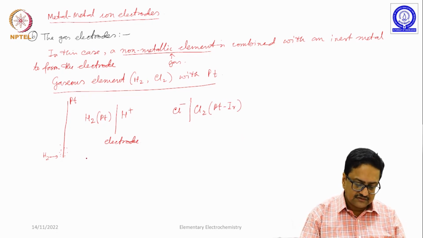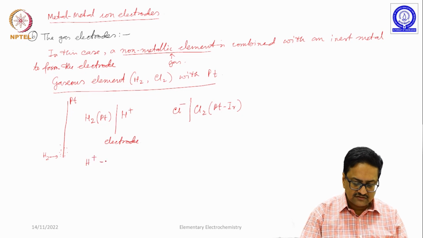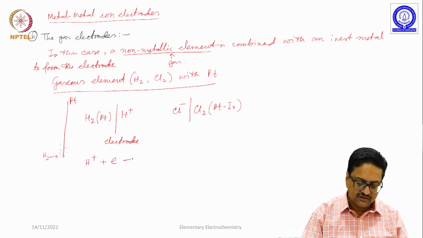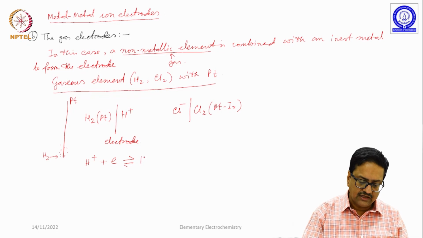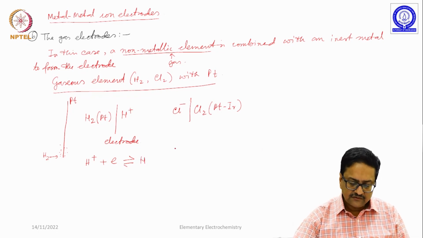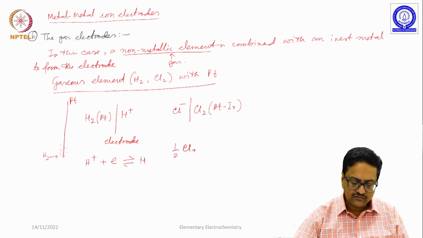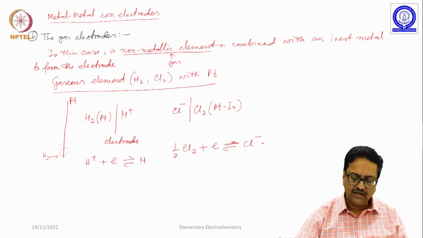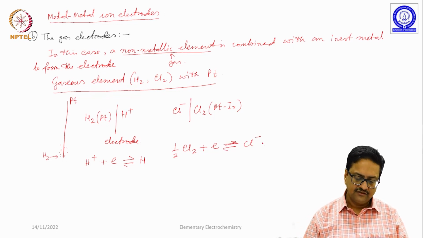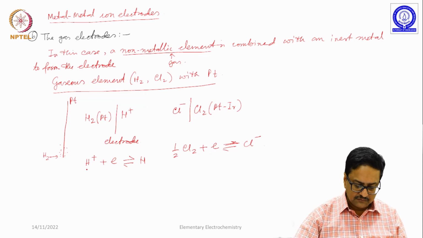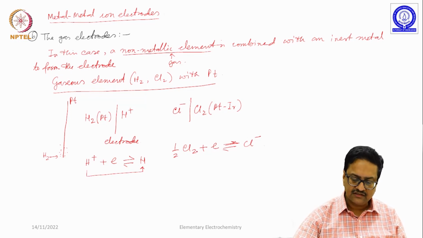So in this case the reaction is H plus taking up one electron giving you half H2. Similarly, half Cl2 is taking up one electron giving you Cl minus. So this is the cell reaction in the reduction direction.